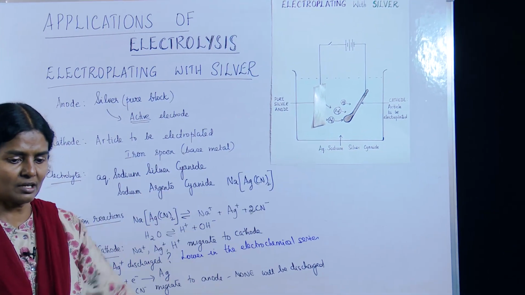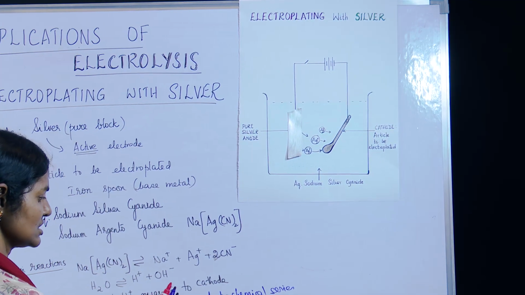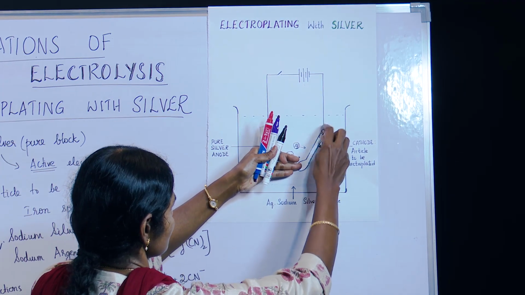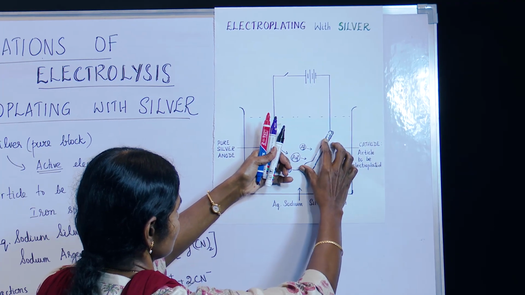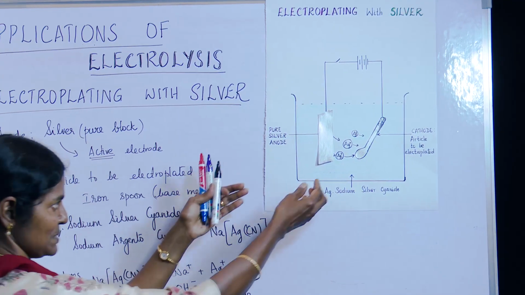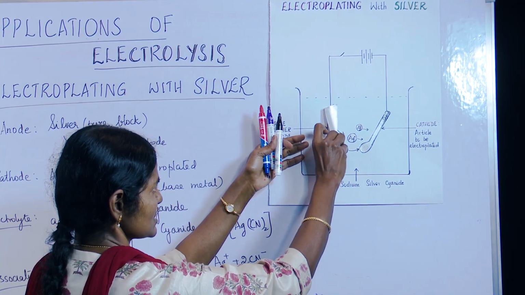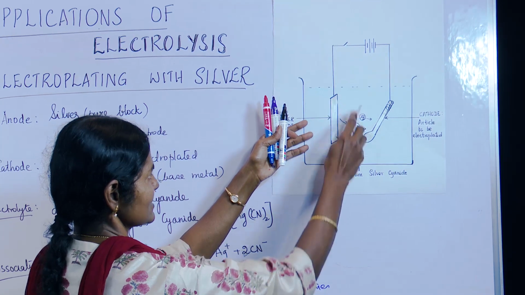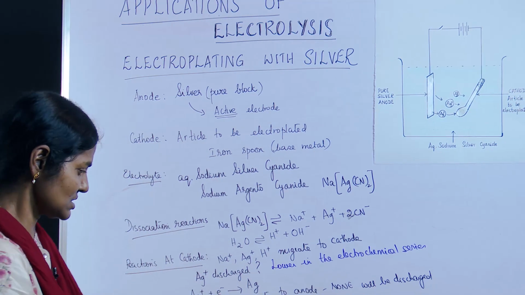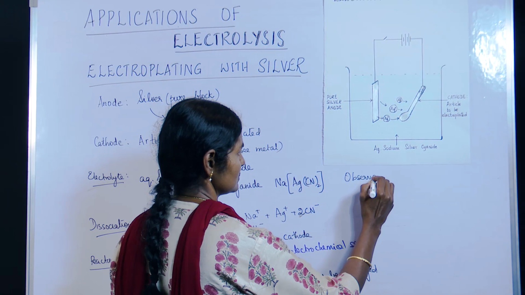So finally, after a period of time, what happens is this steel or iron spoon is plated with silver. Okay, so it becomes silvery. At the same time, because the silver has come from there, the anode becomes smaller in size. So it reduces in mass. So these are the observations that we see. So let us sum up the observations here.